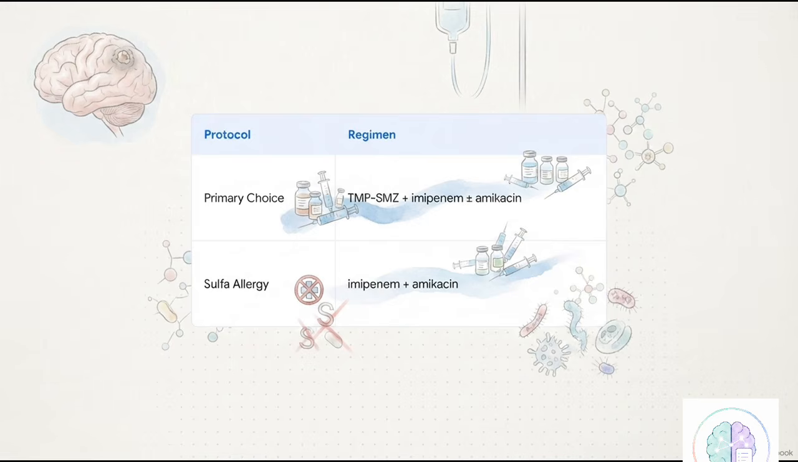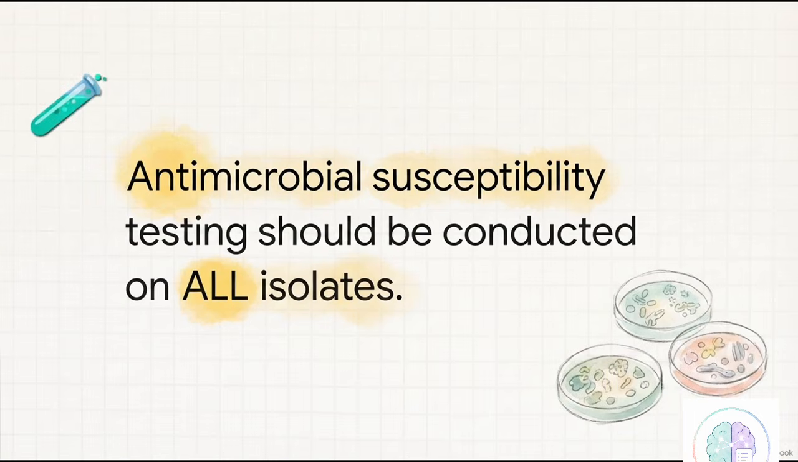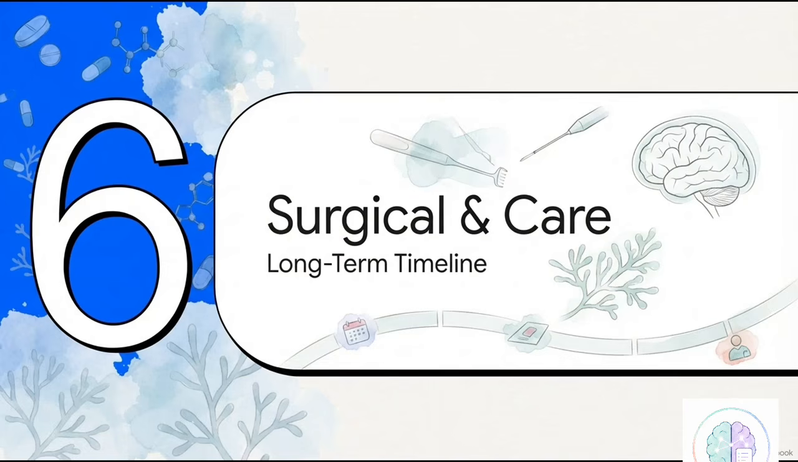Now, what if your patient has a sulfa allergy and simply can't take TMP-SMZ? Your alternative regimen is imipenem at 500 milligrams IV every 6 hours, plus amikacin at 7.5 milligrams per kilogram IV every 12 hours. And because this pathogen is incredibly resilient and adaptable, it is absolutely mandatory that antimicrobial susceptibility testing be conducted on all isolated samples. You have to prove in the lab that your chosen drugs are actually capable of killing the exact isolate that's attacking your patient.